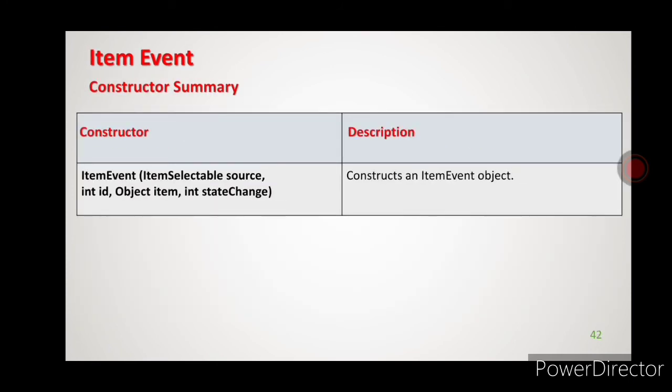Next is state change. It is an integer value and the parameter is stateChange. State change means suppose I selected an item. If I click once again on that, it will deselect. It changes its state from selected to deselected. That state change it will take.